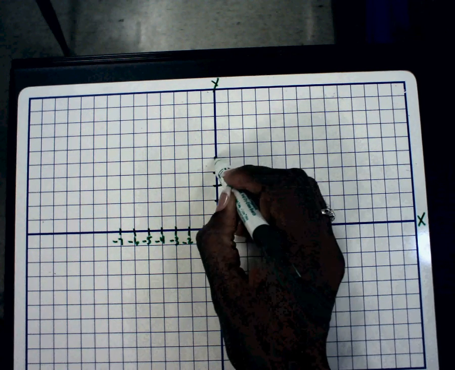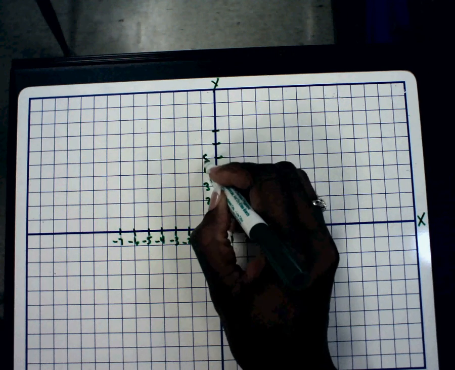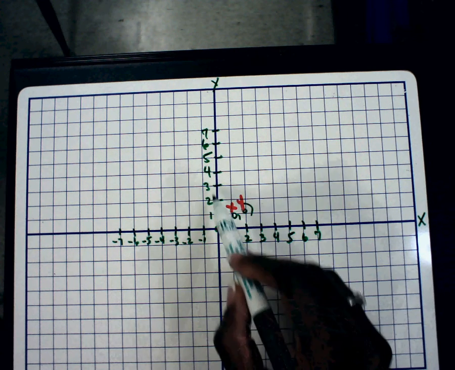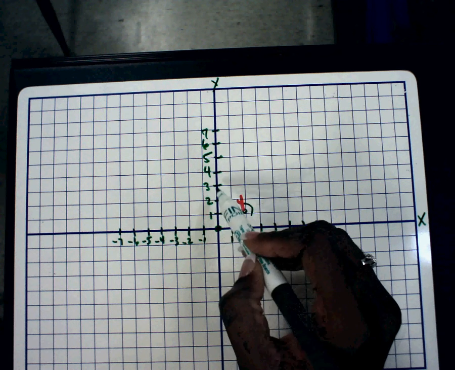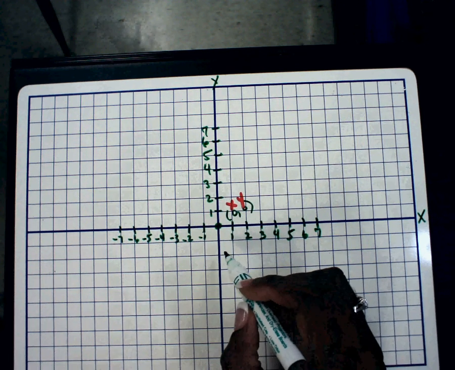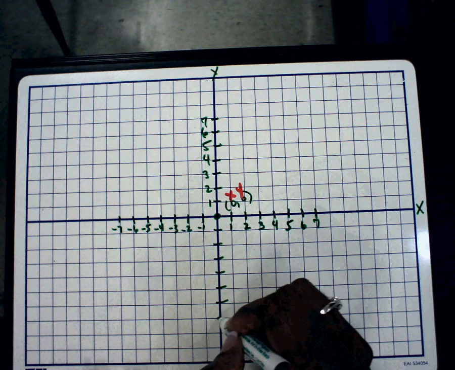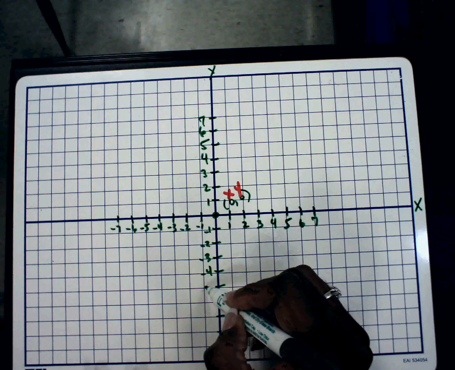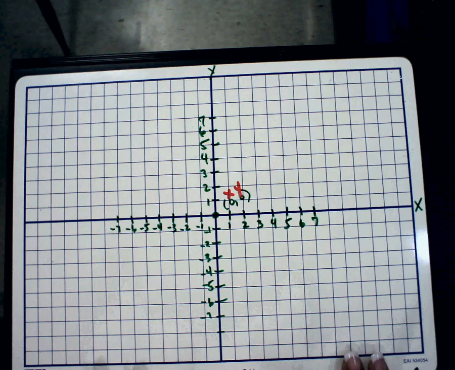We have 1, 2, 3, 4, 5, 6, and 7. These are our positive y values. Whenever we have a positive y coordinate, we're going to be going up. If we have a negative y coordinate, we're going to be going down. So we'll put our negative numbers on this side: -1, -2, -3, -4, -5, -6, and -7.